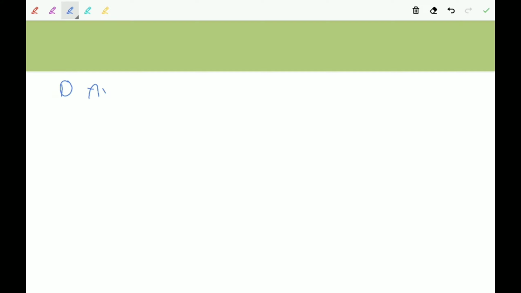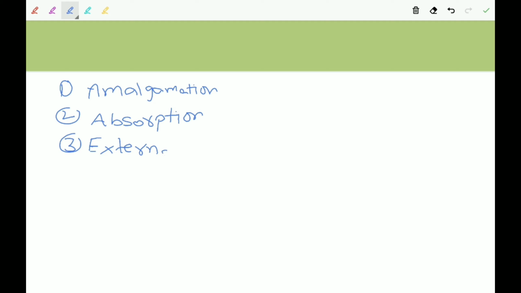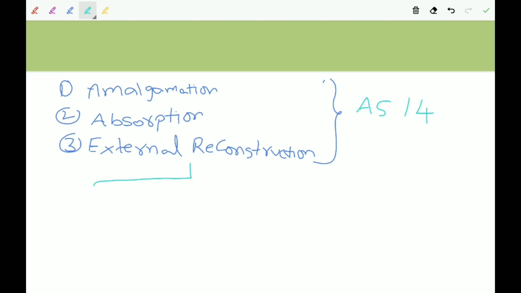One is amalgamation, second one absorption, third one external reconstruction. So these are covered by AS 14, Accounting Standard 14. All these involve two companies.